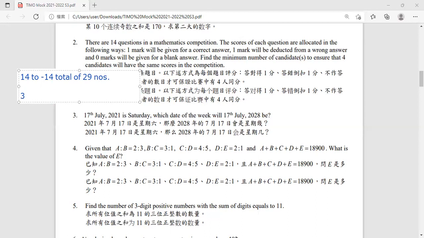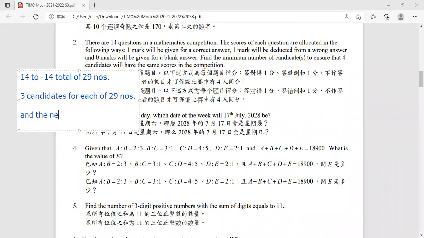Maybe it's not student candidates. For numbers and must be the next one must be the 4th on that mark. Okay.